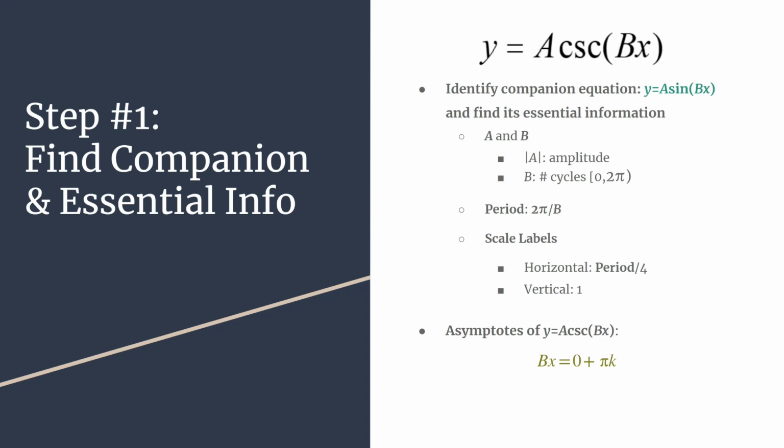And you do that because the original zeros of sine, when you try to take the reciprocal of that, you get something undefined. So those original zeros for the companion will turn into your vertical asymptotes for cosecant. So you have this set up, you'll take bx, you'll set it equal to 0 plus pi k, and then you'll solve for x. And note that k is an integer, and as you substitute in different integers for k, you'll get different vertical asymptotes along your graph. So it's a really nice, concise way to represent all of the asymptotes at once.